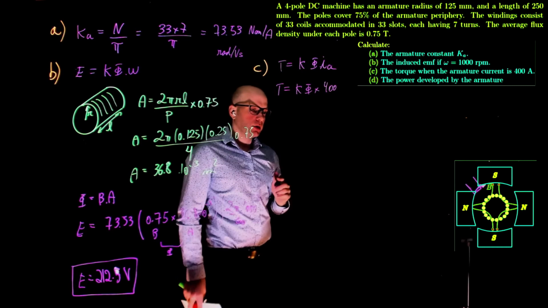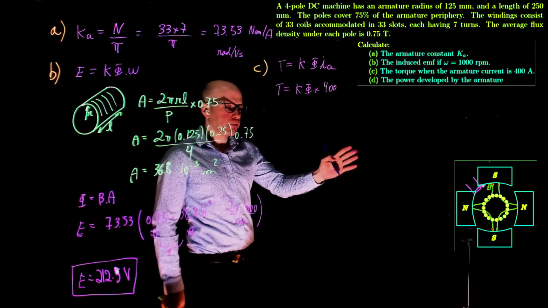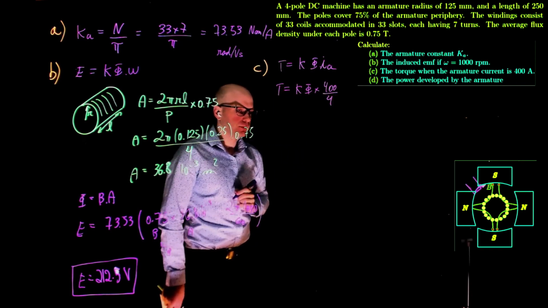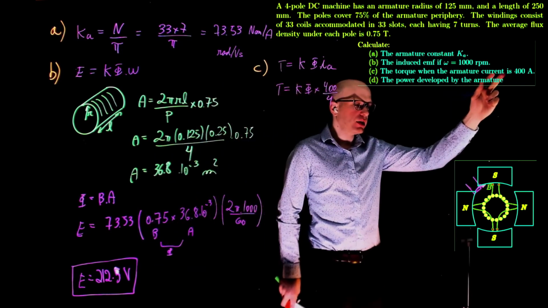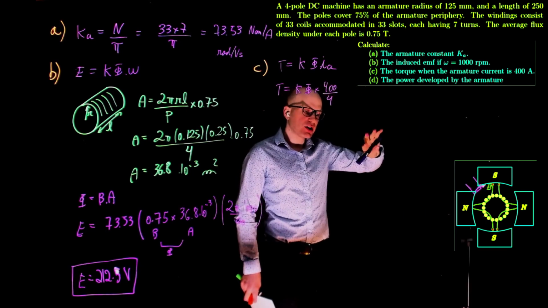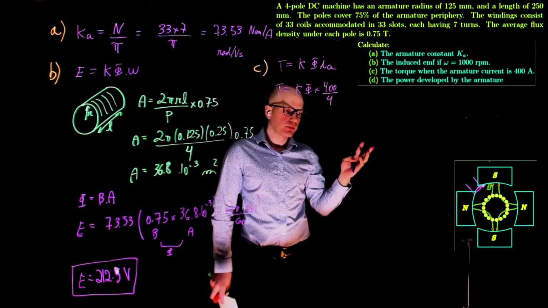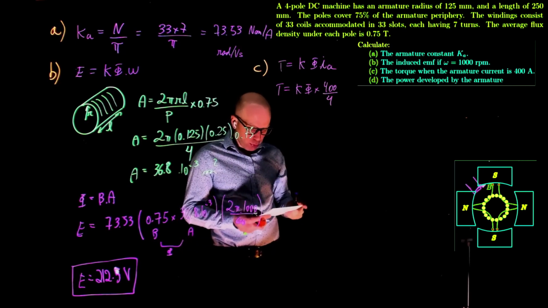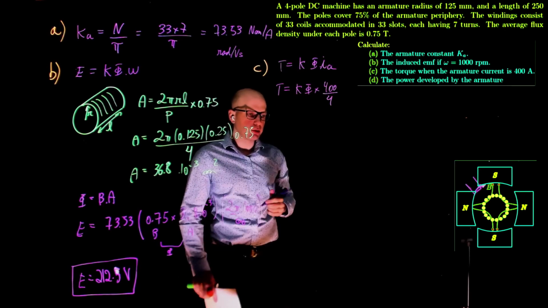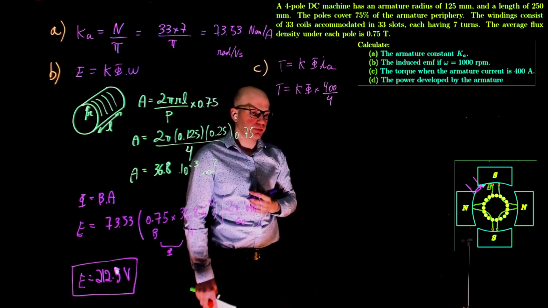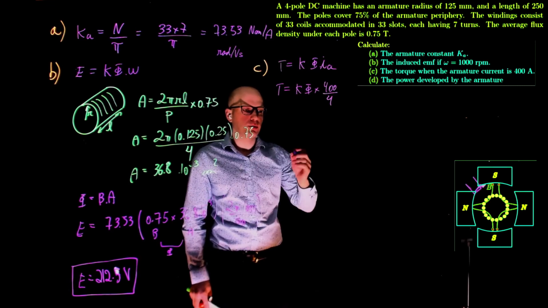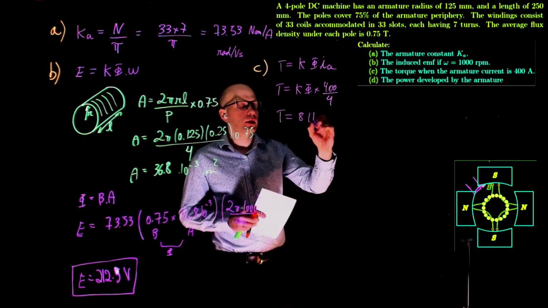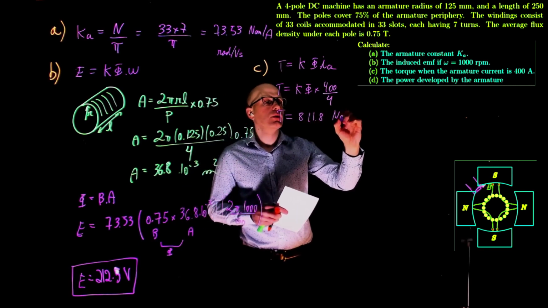This is the current through all poles. What is the current through one pole? It's 400 divided by 4. This 400 is the current going in, but you are splitting that current into four poles, hence 400 divided by 4. So each pole is subjected to 100 amps. So T gives 811.8 Newton meters.